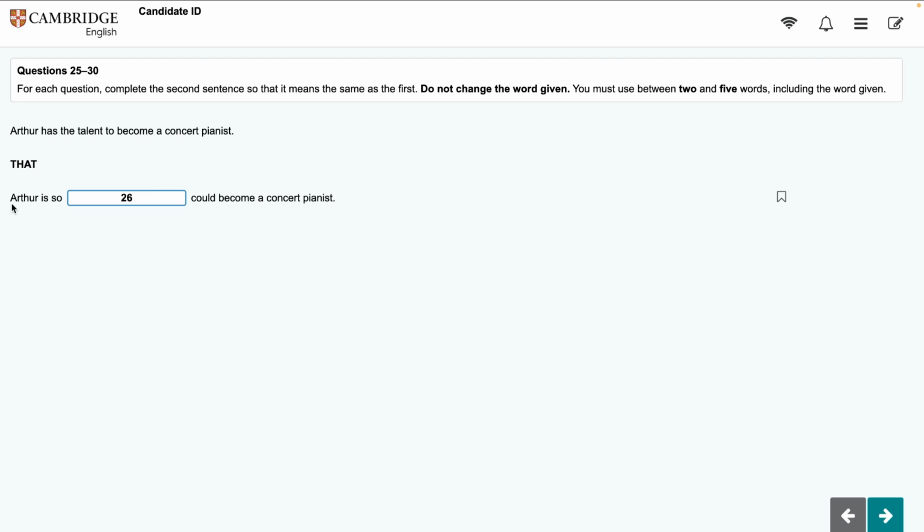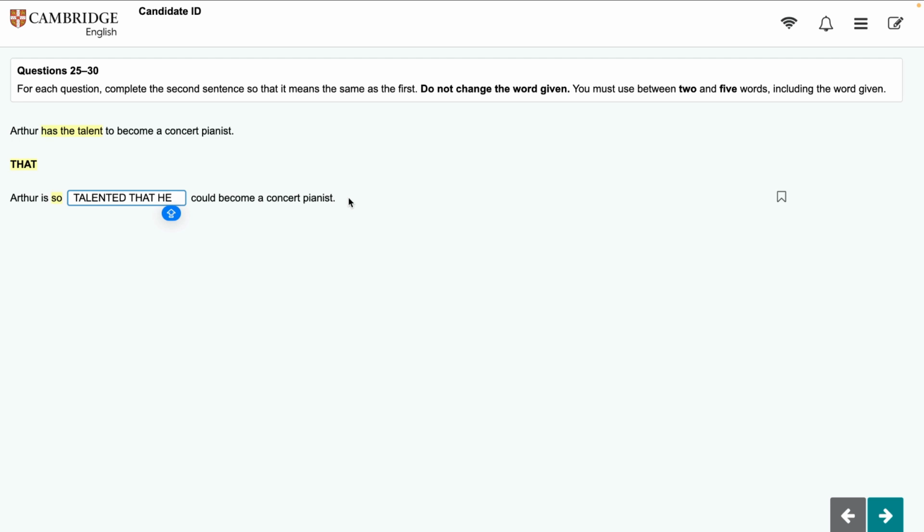Let's look at the second sentence. Arthur is so could become a concert pianist. The part that must be transformed from the first sentence is has the talent, right? Let's highlight it together with the keyword. A common transformation here would need the structure so that. It seems that the answer is Arthur is so, I need an adjective, talented that he could become a concert pianist.